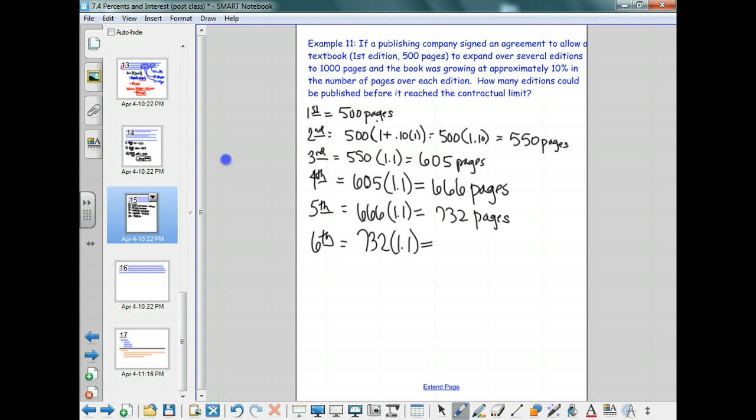I promise we will get to the point where they can't make more books. 806. If you get a different answer, you need to let somebody know. Seventh book, that's my 806 pages. And increase that 10%. What do I get now? Is it 887?